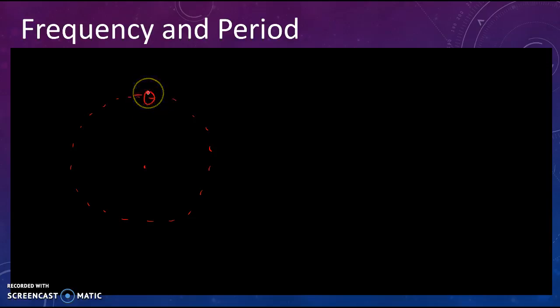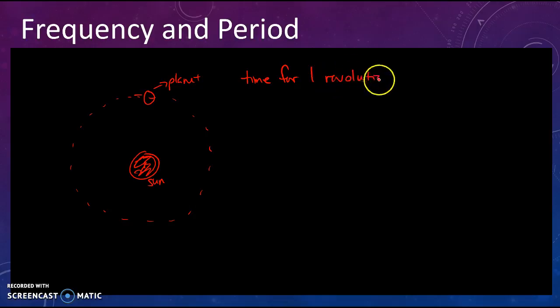Okay, so maybe this is our sun. And then maybe this is a planet. And it's going to take a certain amount of time to go one time around the sun. And so the time for one revolution, one time around the path, is what we call the period.